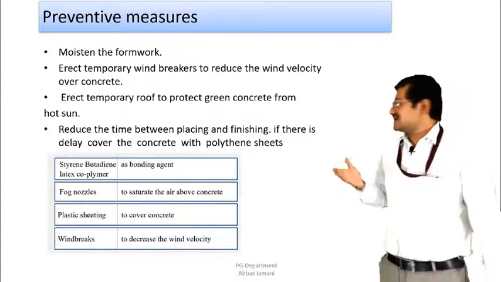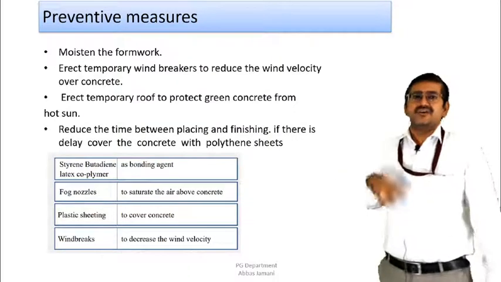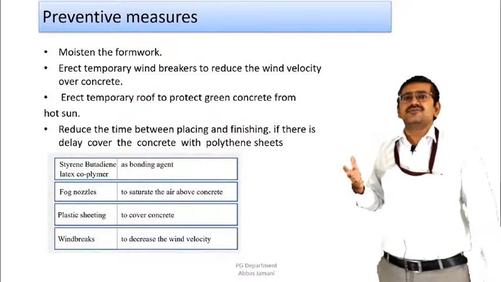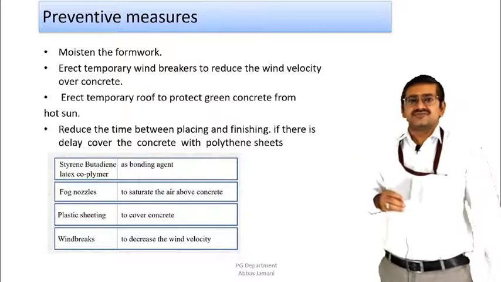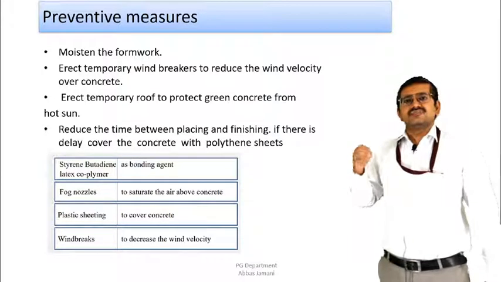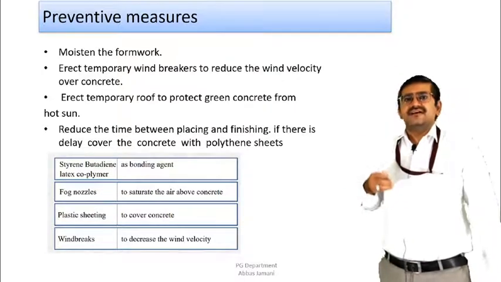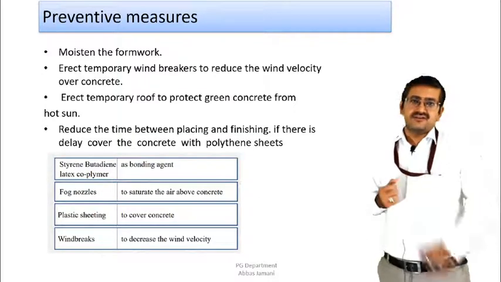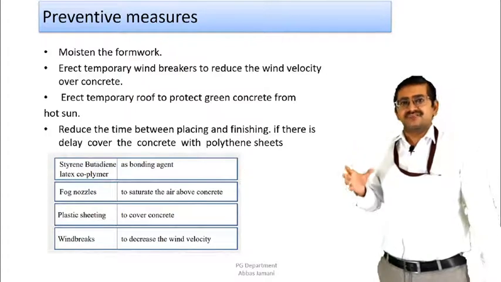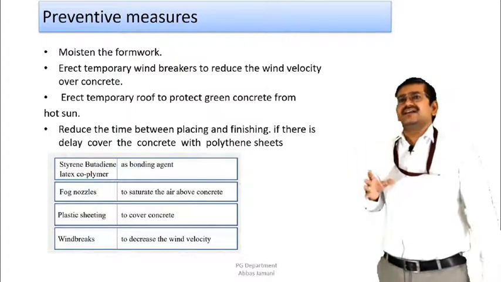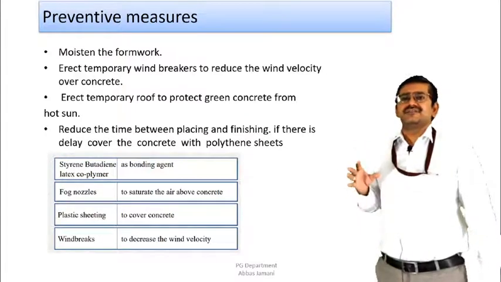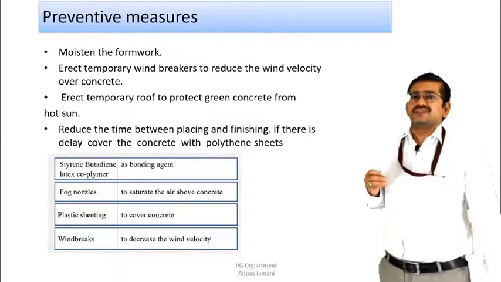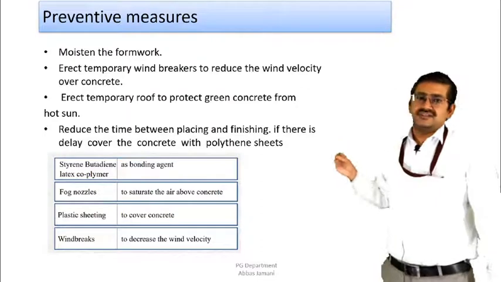The first thing is that you can moisten the formwork itself, because when you know you are going to do the casting in elevated temperatures, it is necessary that you soak the aggregates and also sprinkle the formwork, so that it does not absorb water or moisture from the surrounding concrete. Because if the formwork itself is at a high temperature, it is going to absorb the moisture from the surrounding concrete. So the first and foremost thing you can do on site is moisten the formwork.